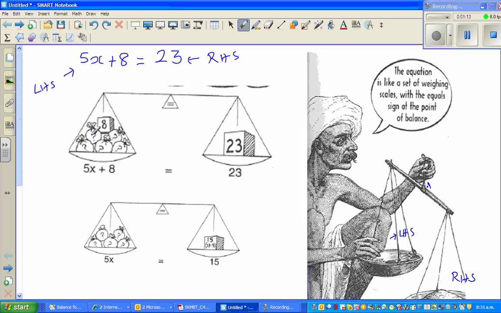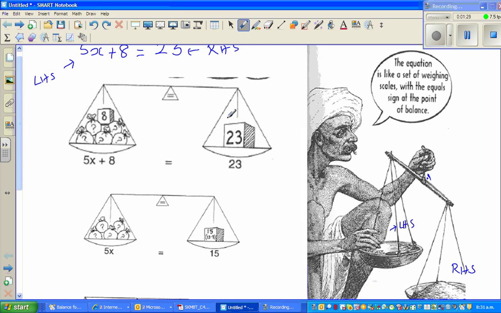So you got 5 bundles of something, that is 5x, and then you got 8 that balances with this 23, which is again a weight. Okay, so these two sides are balanced now. Now the next step, this 23 can be written as, say, 15 plus 8. Does it make sense?